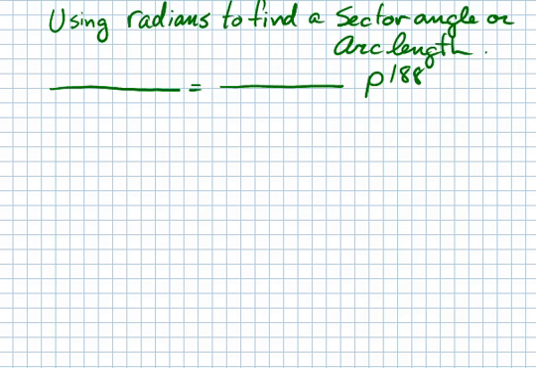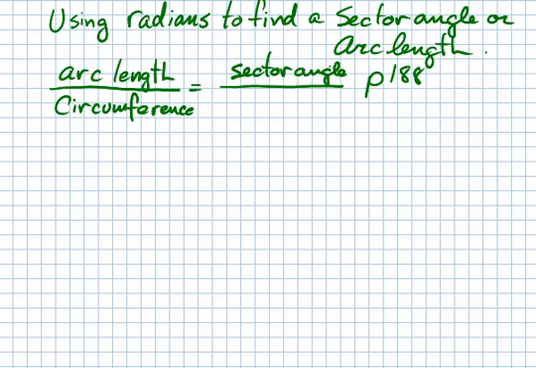piece of information. If we know the arc length, or at least three of the following four: the arc length, the circumference, the distance around the circle, the sector angle, and one revolution. If we know any three of those, then we can always find the fourth one.